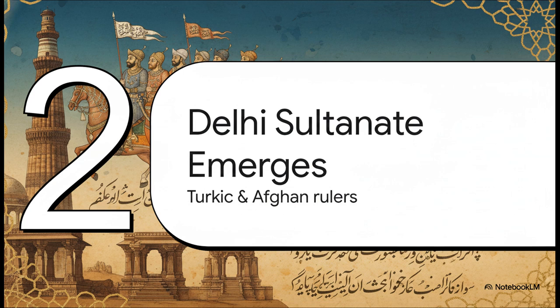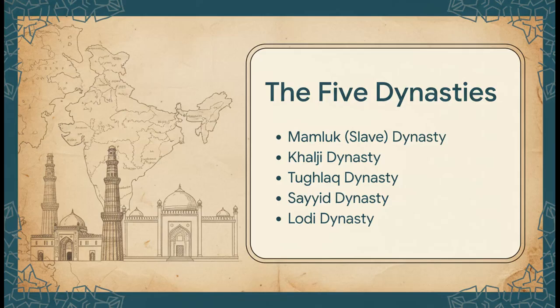Chapter 2, the Delhi Sultanate emerges. Turkic and Afghan rulers establish new administrative systems. Now, India had faced invaders from Central Asia for millennia, but the arrival of Turkic and Afghan rulers in the 13th century was a real game changer. Why? Because unlike previous conquerors, they retained their distinct Islamic identity while simultaneously building completely brand new legal and administrative systems right there in India. These systems challenged and often entirely superseded the existing codes of social conduct.